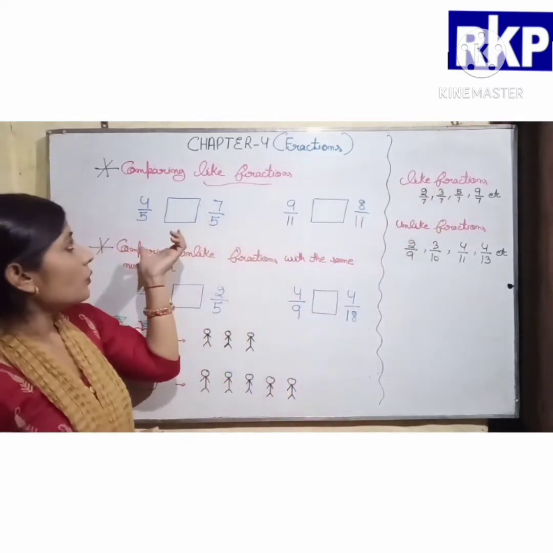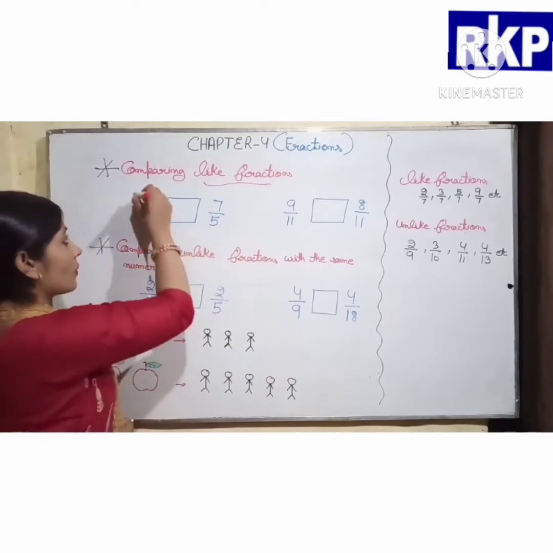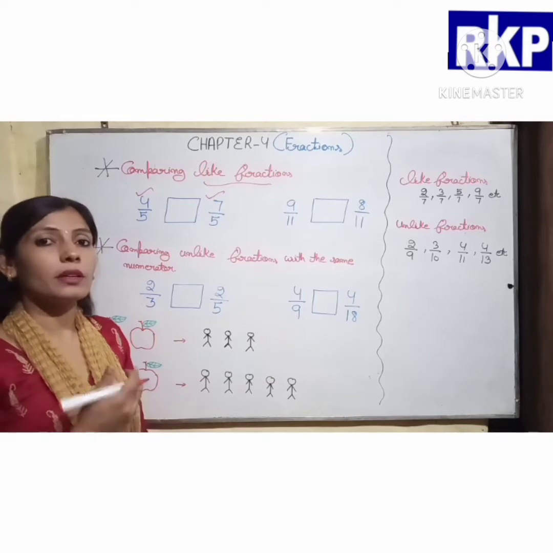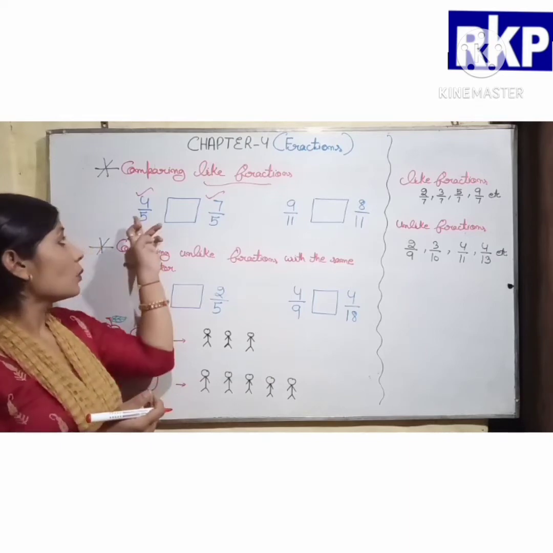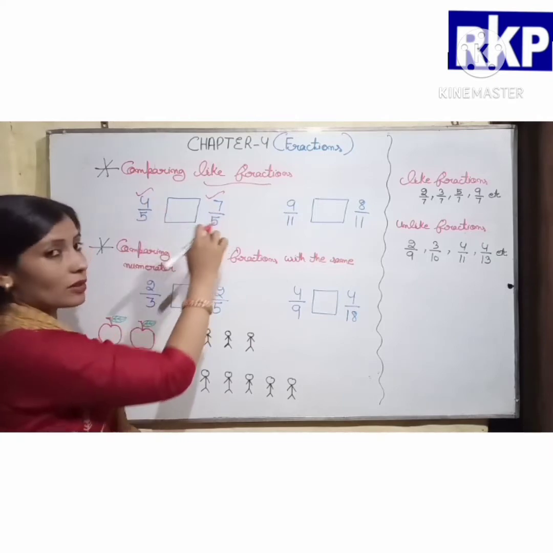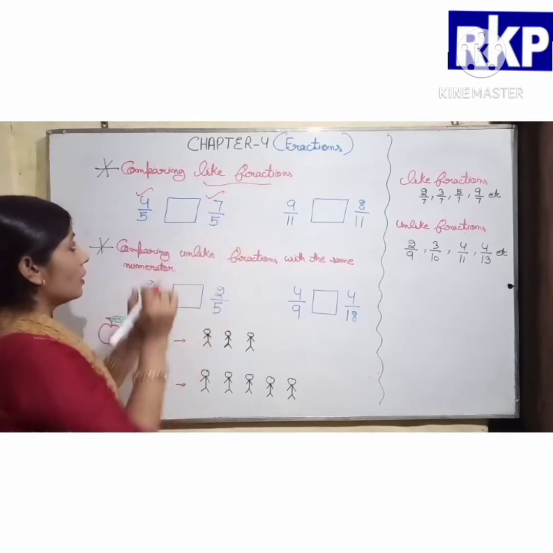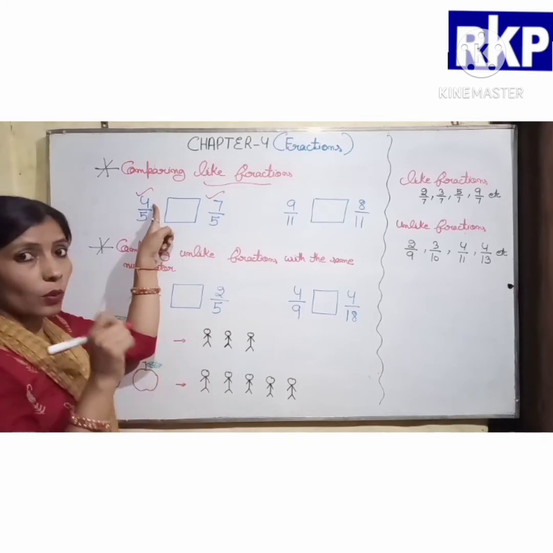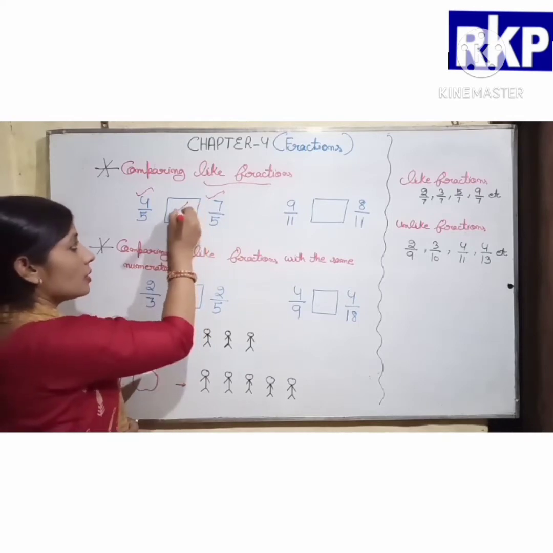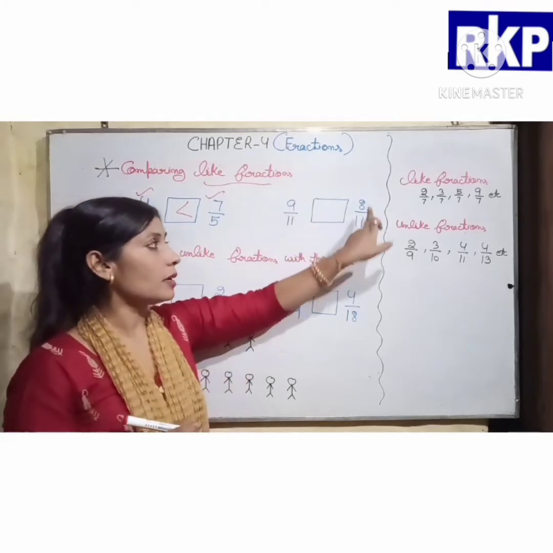So these are like fractions. If we compare like fractions, then we have to check the numerator. The fraction with the greater numerator will be greater, and the fraction with the smaller numerator will be smaller. So if we compare 4 by 5 and 7 by 5, we have to check the numerator. Here 4 is smaller than 7, so we can say 4 by 5 is smaller than 7 by 5.